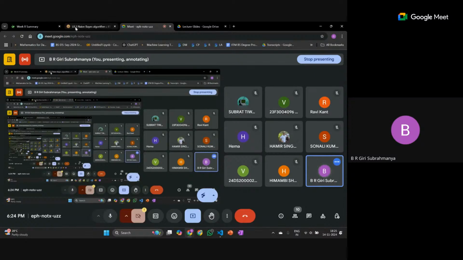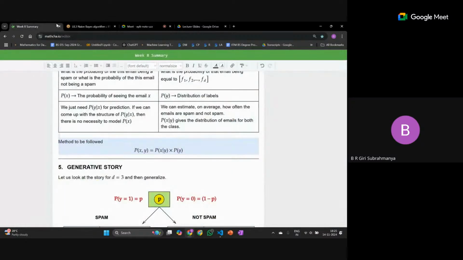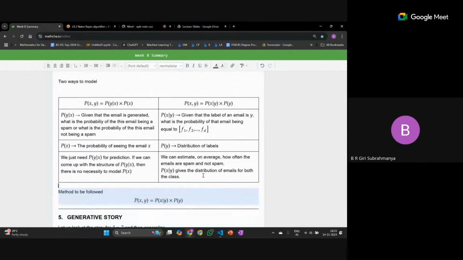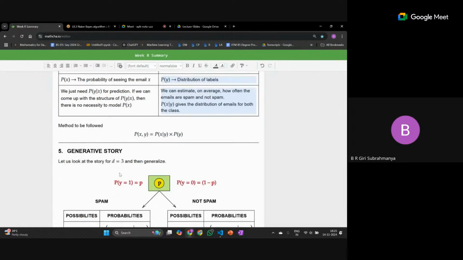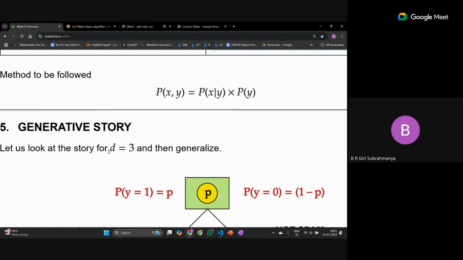There is no doubt, we can go. Fine. Okay. So we are going to go this way. All right. Now in this way, we'll start with a generative story. For understanding purposes, we'll start with d is equal to 3. Then later on we'll generalize it.